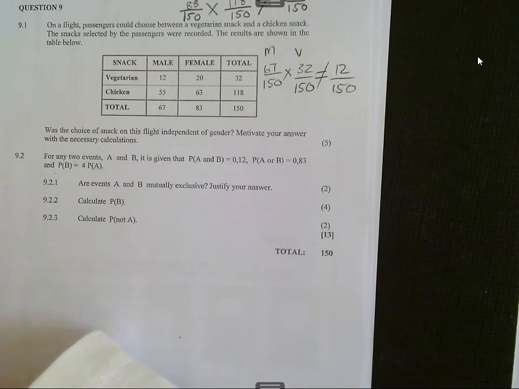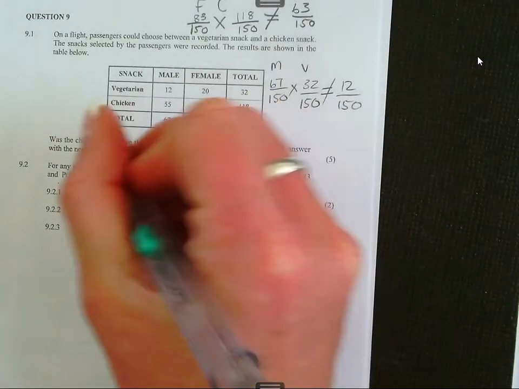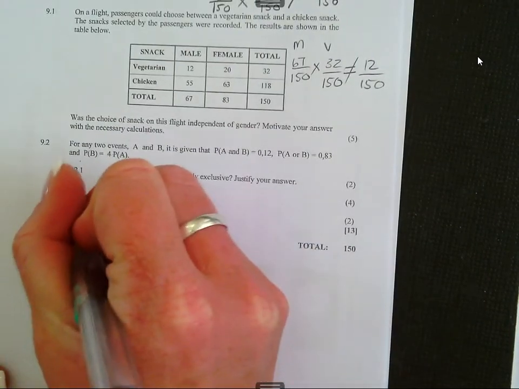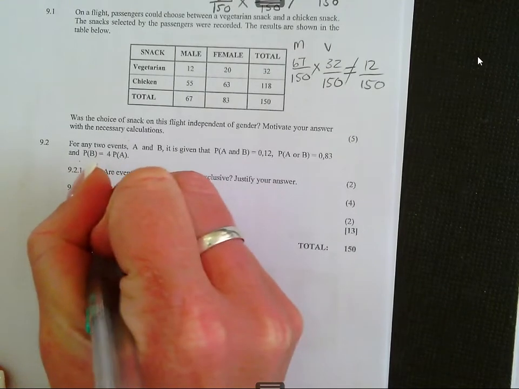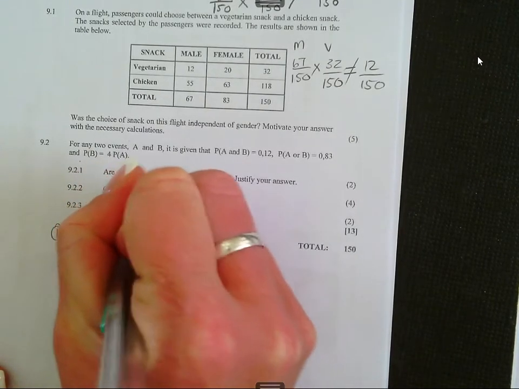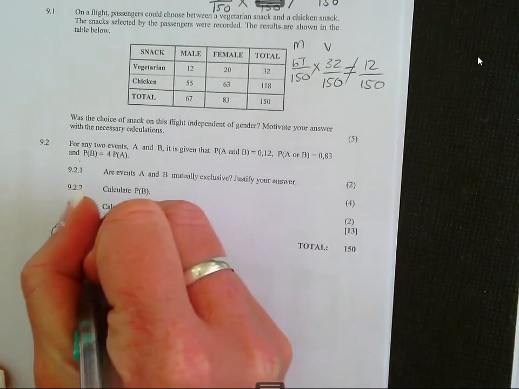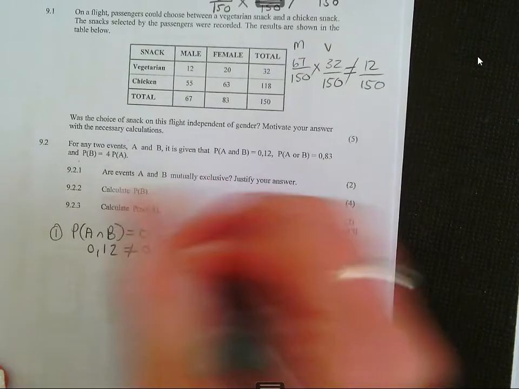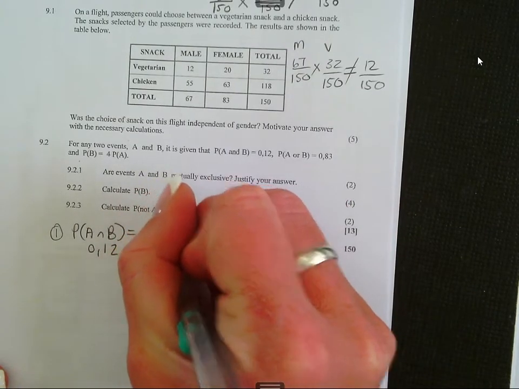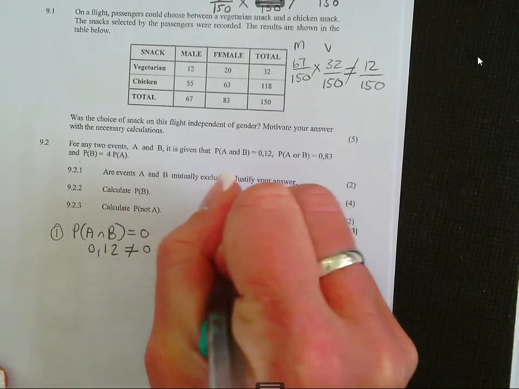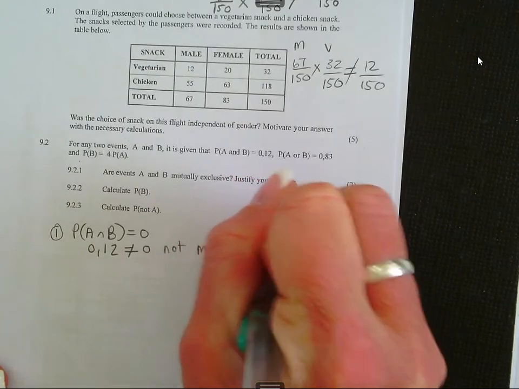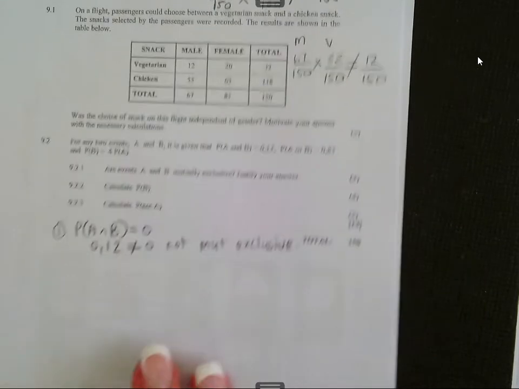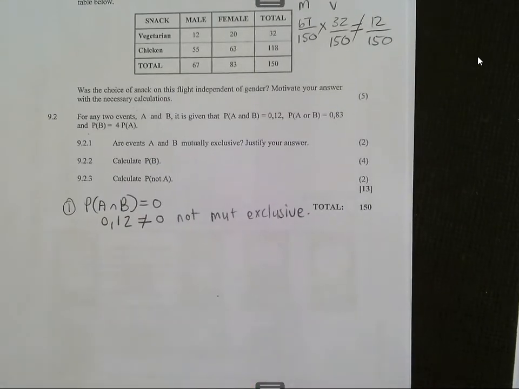How easy was that? Okay, so we say at 9.2.1, the first answer, you say the probability of A and B equal to 0, but the probability of A and B is 0.12, so therefore it's not equal to 0, and therefore not mutually exclusive. It's so easy, we are trying to make it hard.